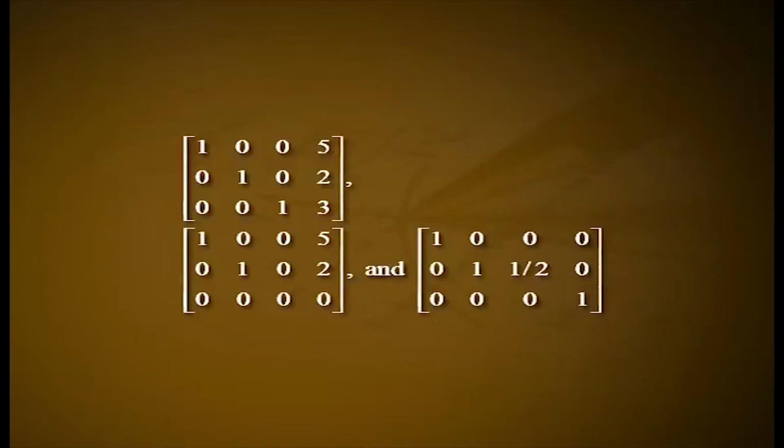A matrix is in row reduced echelon form if all non-zero rows are above all zero rows, the rows with all elements 0. The first non-zero element in each non-zero row is 1 and the column containing that 1 has only zeros elsewhere. Example 7. The following matrices are in row reduced echelon form. Matrix [1 0 0 5; 0 1 0 2; 0 0 1 3], matrix [1 0 0 5; 0 1 0 2; 0 0 0 0] and matrix [1 0 0 0; 0 1 1/2 0; 0 0 0 1].